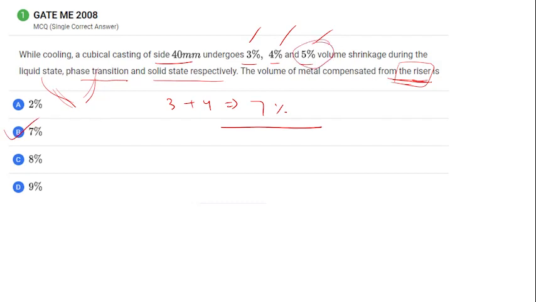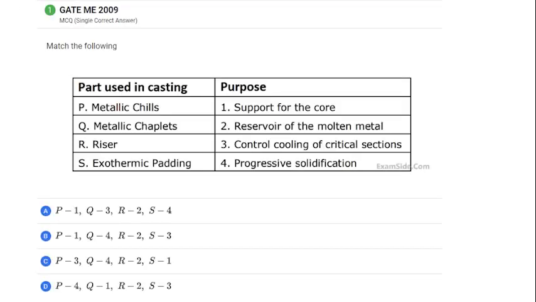5% will be compensated by what? Can anyone tell? Allowance. Pattern. Correct. Okay, solve this question.